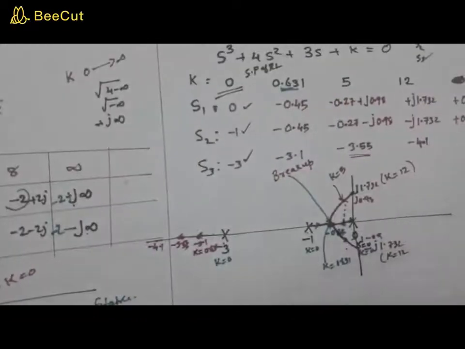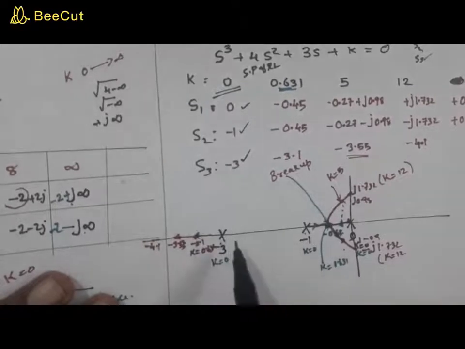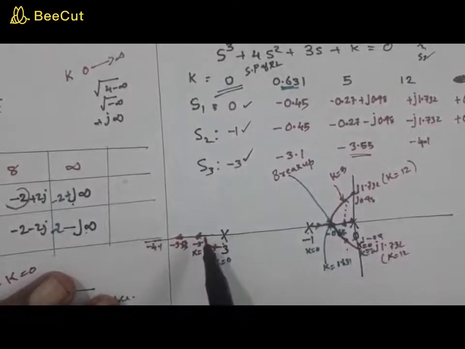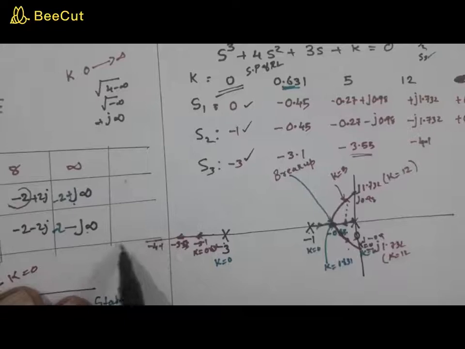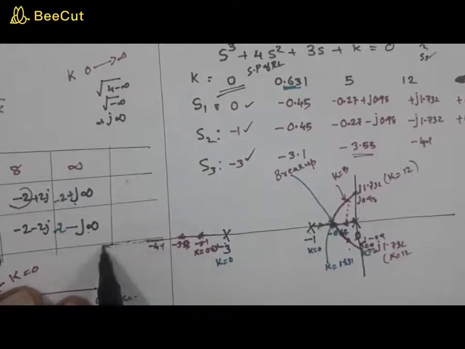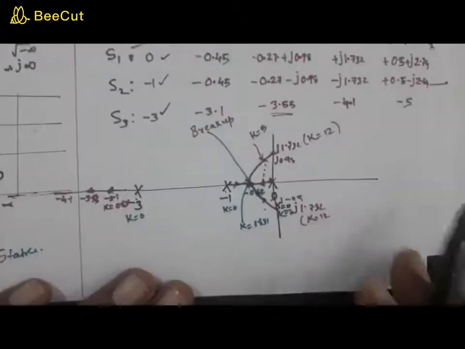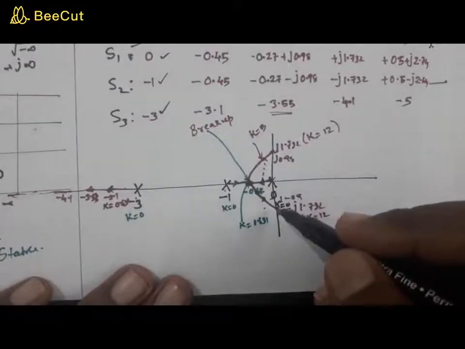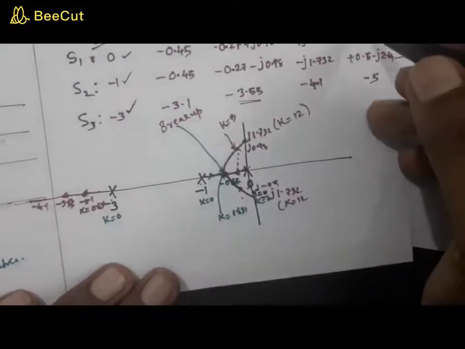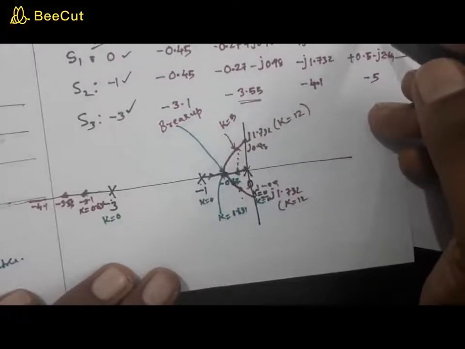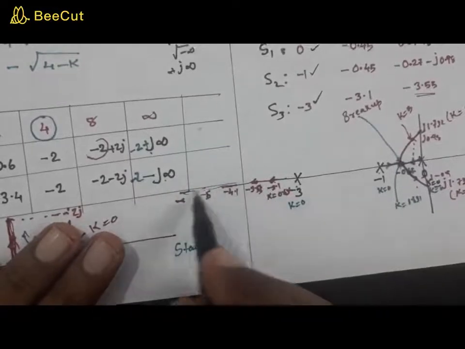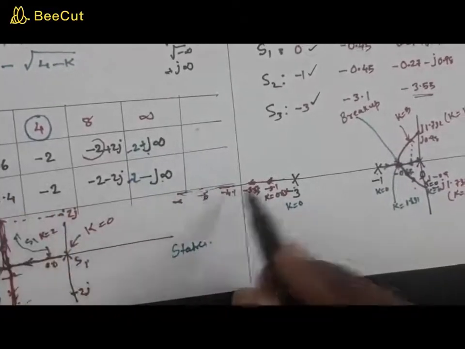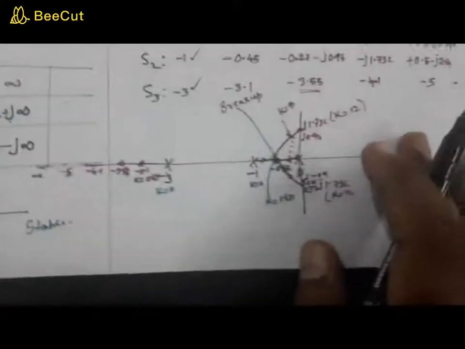So we have seen that as k varies, this S3 remains always on the real axis but in the negative direction. Okay, so you can see that at infinity this reaches minus infinity. So this is going towards the minus infinity side. While at k is equal to 40, S3 becomes minus 5, right? So that's why I told you it won't go away from this real axis. It remains on the real axis but in the negative direction.